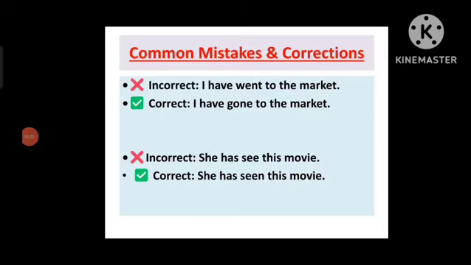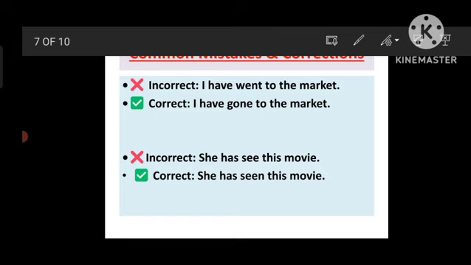Common mistakes and corrections also. First one is "I have went to the market." Always we use "I have gone to the market," because in this tense we use verb 3. So go, went, gone. Verb 3 of go is gone. "She has saw this movie." Please tell me where it is incorrect. The correct version of this sentence is "she has seen," because the third form of see is seen. In this tense, we use the third form of any verb.